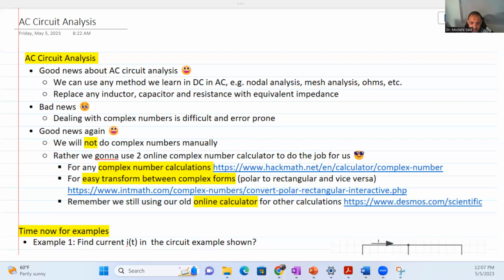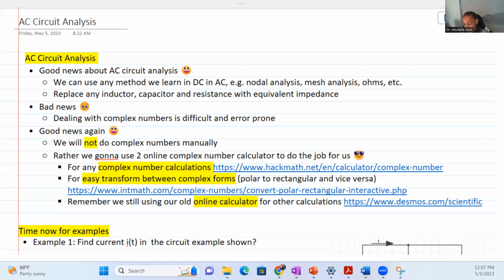But dealing with complex number calculations is error prone, and also time consuming. But we have another piece of good news, that we will not do that by hand, although we learned how to do it as I taught you last lecture. We're going to use some online free calculators that do complex number calculations for us.